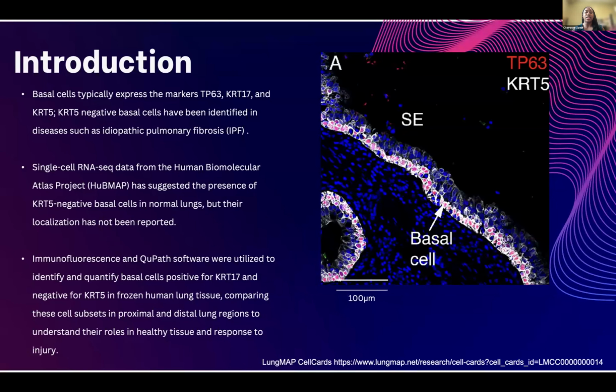Now that we know that these negative cells are present in healthy lung tissue, we can look into why they're there and what their function is. In order to do this, we used immunofluorescence and QPAS software in order to identify and quantify the basal cells that were positive for KRT17 and negative for KRT5. We did this by looking at frozen human lung tissue, and we compared those subsets in proximal and distal lung locations. We do this because it can help us gain a better understanding of the roles that they play in healthy human lung tissue.